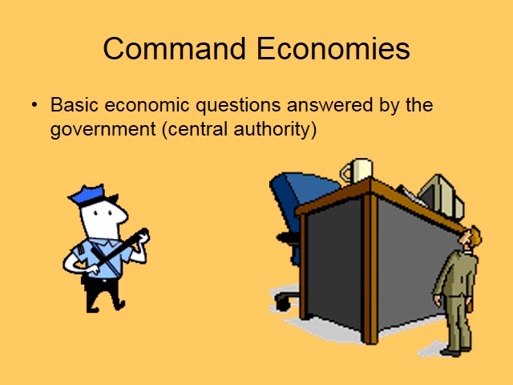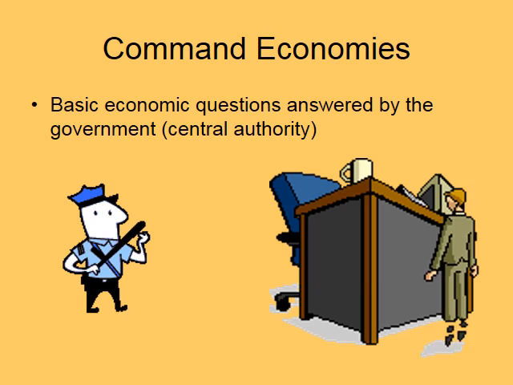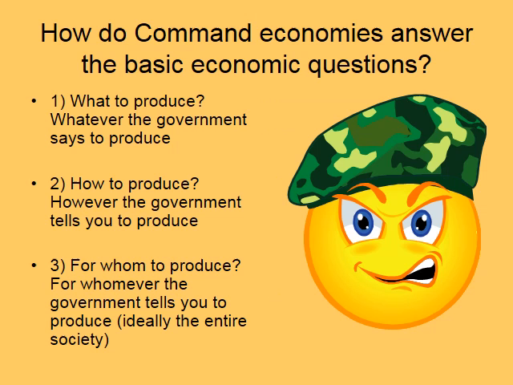Basic economic questions are always answered by the government in a command economy. The government makes all the decisions. And how do they do this? Well, when it comes to what to produce, they make whatever the government says to produce. For the question of how to produce, in a command economy, they produce goods however the government tells them to.